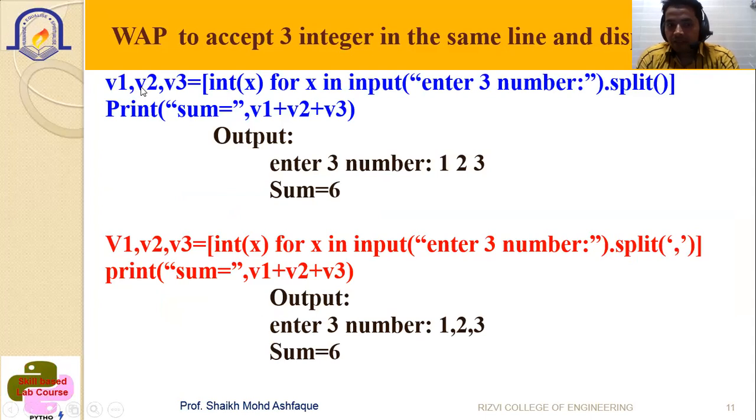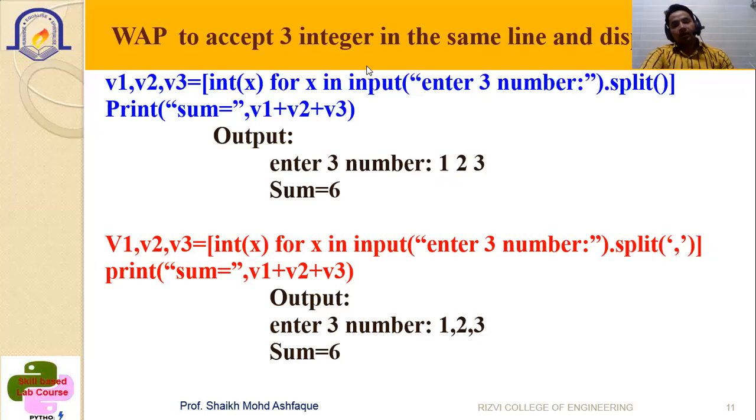Make it clear, you should understand three variables v1 comma v2 comma v3. We are using int, your data type, the integer which you want to accept. X is basically your variable. Then we are using for x in, then input is your method to accept the input. Then inside that round bracket we are writing enter three numbers. So here this prompt will be displayed on the screen, and after that we are writing the split method. Split method basically splits the data by using a symbol. So here we are not writing anything, so we can consider it as the space, and print sum is equal to v1 plus v2 plus v3. So here sum is equal to inside the double quotes, and separated by comma separator we are performing the addition of all these three variables.